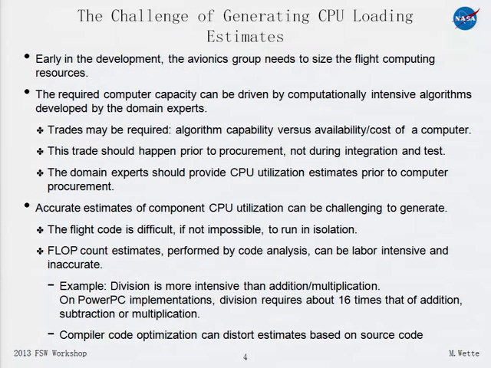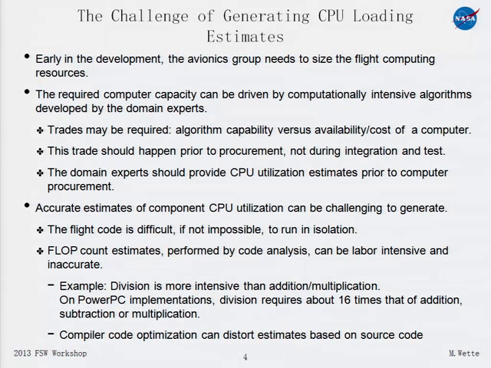Early in the development process, the avionics group needs to size the flight computing resources. You have finite resources in your flight computer. You want a measure of how many CPU cycles you intend to use, and to understand if your algorithms are particularly inefficient in some way. The required computer capacity can be driven by computationally intensive algorithms, so you might want to see if your algorithm is non-optimal. Trades may be required, algorithm capability versus availability and cost of the computer.